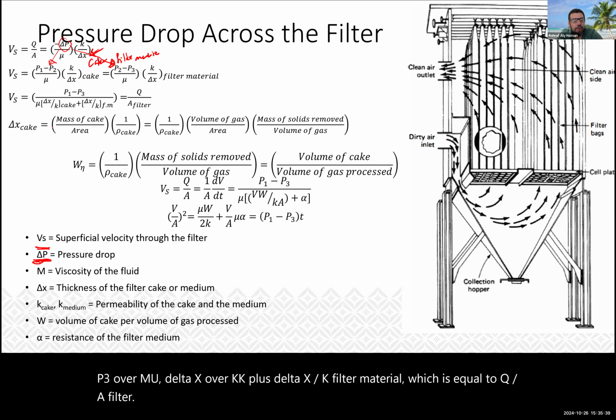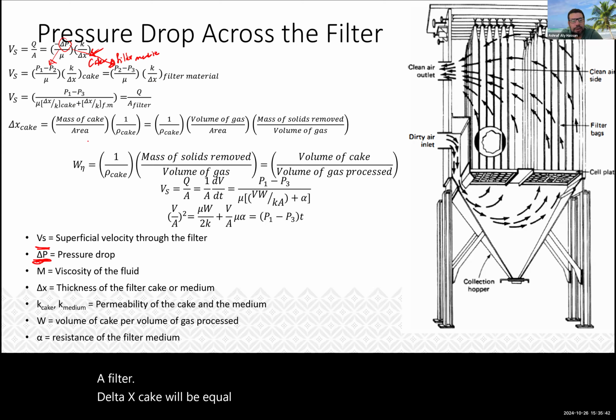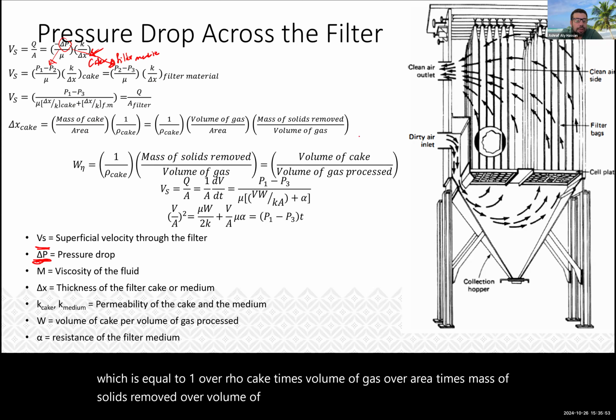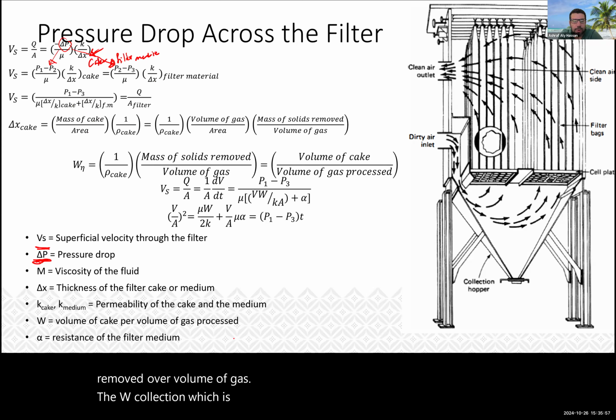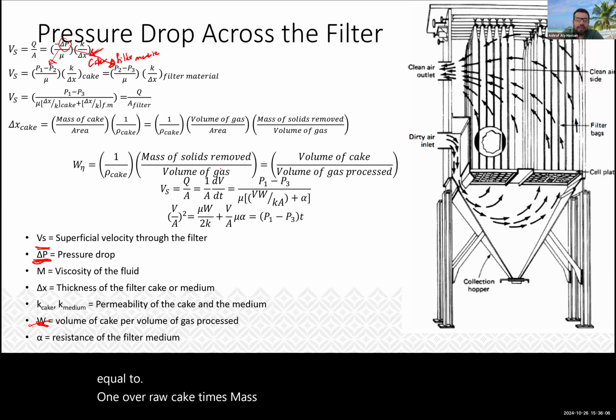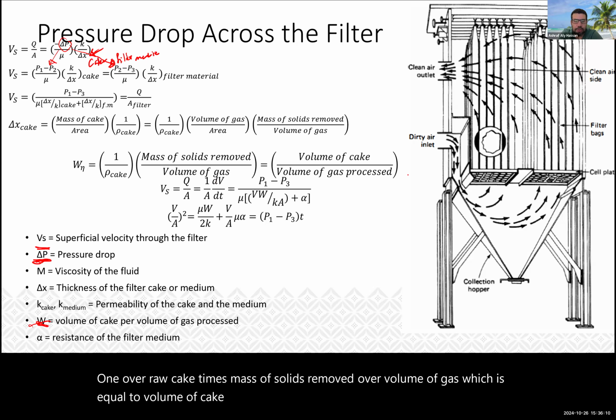Delta X cake will be equal to mass of cake over area times 1 over rho cake, which is equal to 1 over rho cake times volume of gas over area times mass of solids removed over volume of gas. The W collection, which is volume of cake per volume of gas processed, is equal to 1 over rho cake times mass of solids removed over volume of gas, which is equal to volume of cake over volume of gas processed.